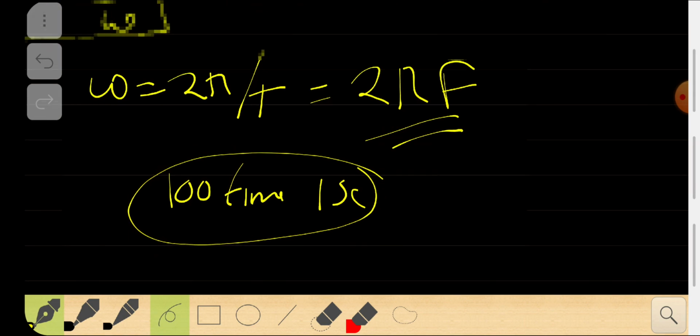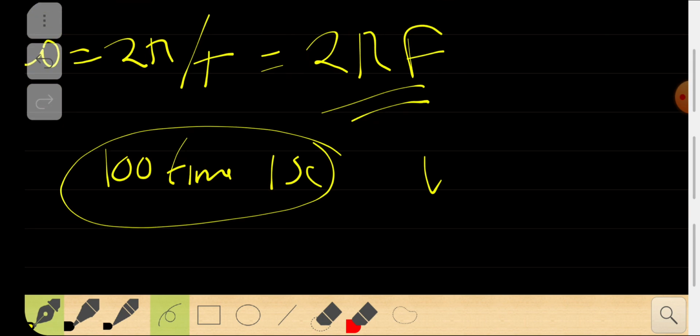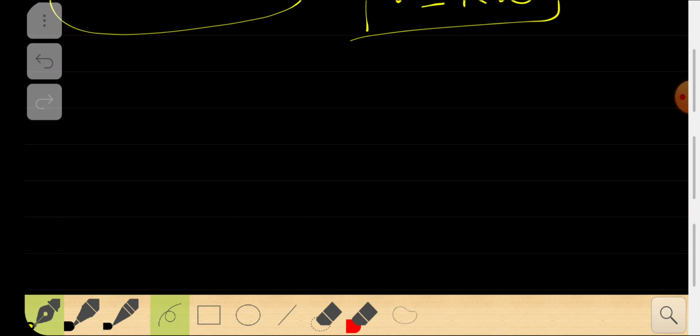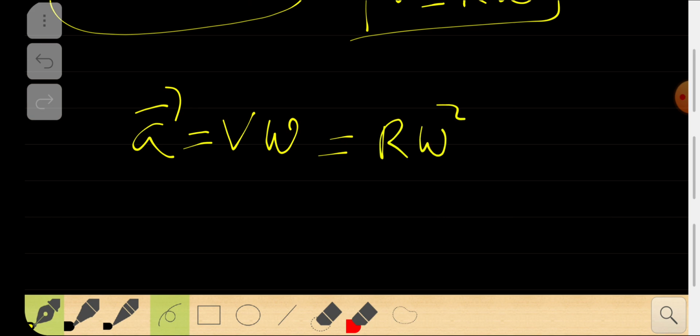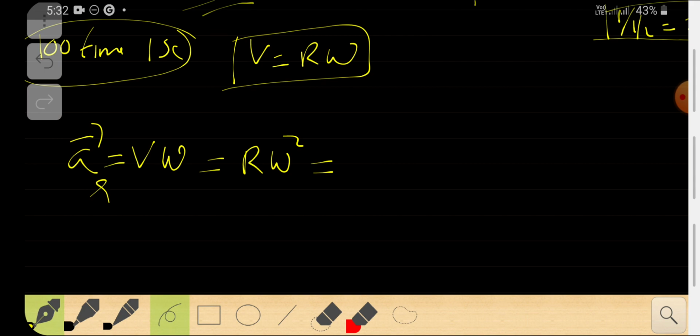If you get the omega, and you know the radius, you can find out the velocity. So velocity is equal to r omega. That's the advantage of having this in place. And now acceleration, which we have discussed, will be v omega, so it will be r omega square. It is actually the radial acceleration, which is r omega square. You can substitute omega back into this equation, and omega was just 2 pi by t, or 2 pi f.